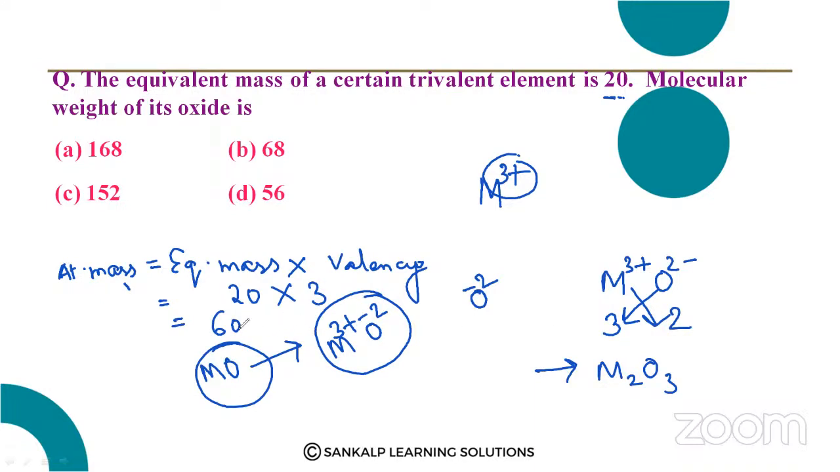Now, from this we have found out the atomic mass of the metal. Now we'll substitute it. It is 60 into 2 plus, what is each oxygen? Each oxygen is 16. There are 3 oxygens, so it becomes 48. After solving this, the answer comes to 168. So the molecular weight of its oxide is 168. This is the correct answer.